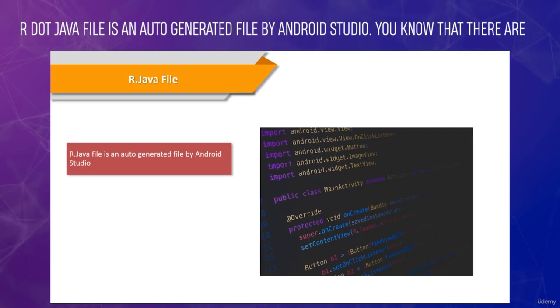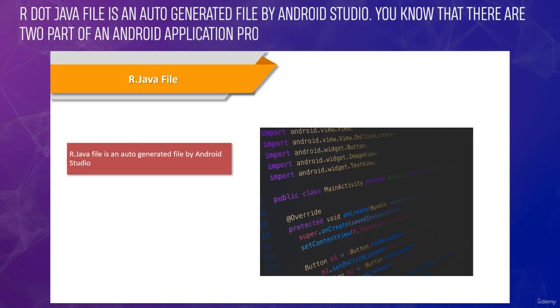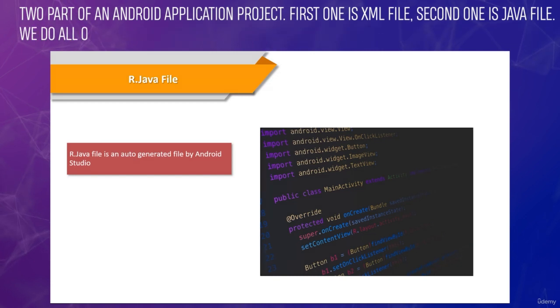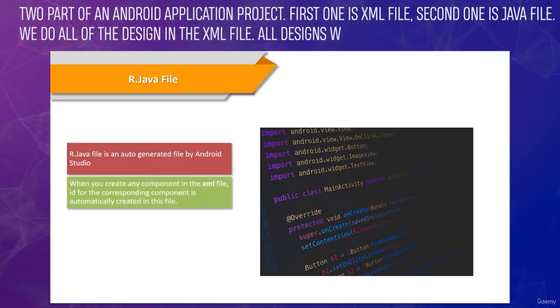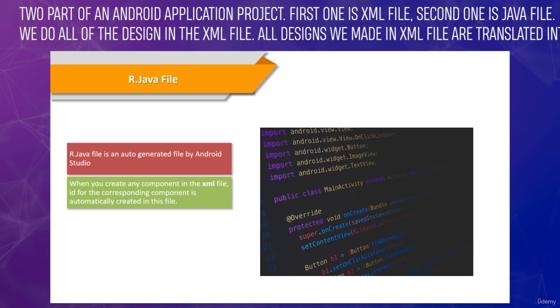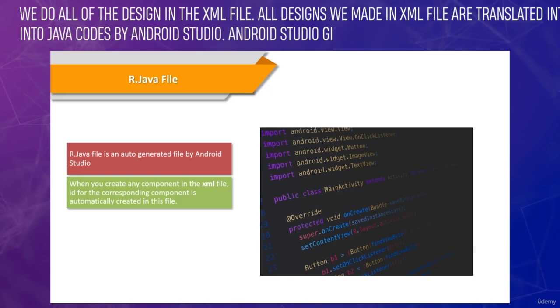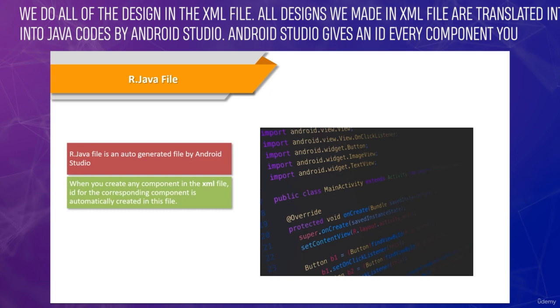Now you know there are two parts of the Android Studio application project. First one is an XML file. Second one is the Java file. Now we do all of the design over on the XML file, and all the designs we made in XML file is then translated into Java code by Android Studio. That way we don't have to write things twice, right?